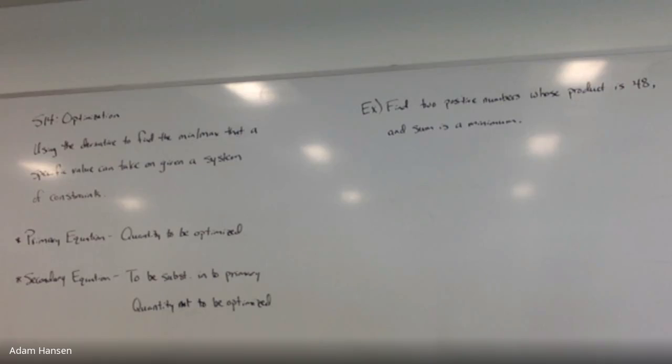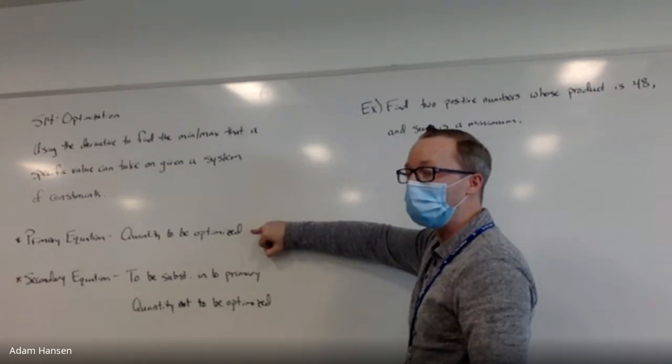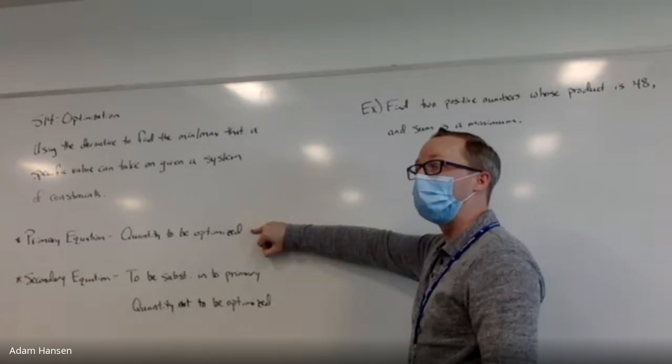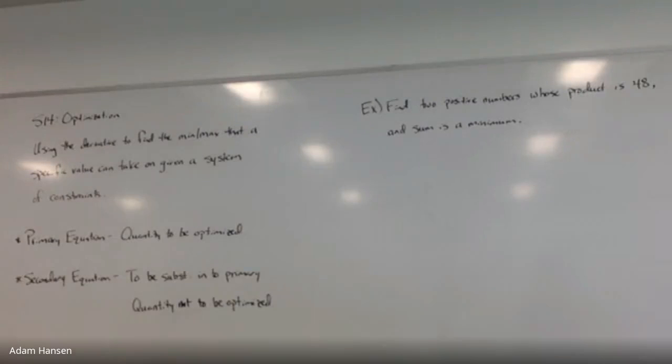So once you have your two equations, you want to find the derivative of the primary equation and set it equal to 0, because that's what I'm trying to optimize. That's what I'm trying to find the minimum or maximum value of. Usually that primary equation is written in terms of more than one variable. So I have to substitute the secondary equation into the primary equation before I can take the derivative of it.